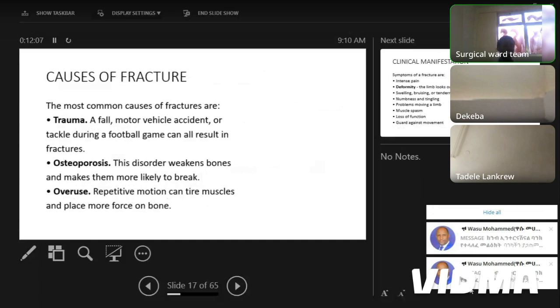Then osteoporosis. Osteoporosis is weakness of the bones because of what? Deficiency of minerals. This disorder weakens the bones and makes them more likely to break. Then overuse, repetitive motion.